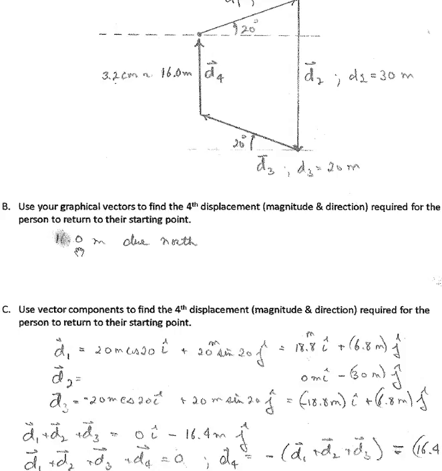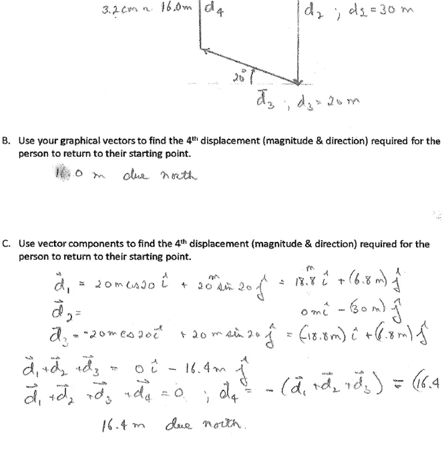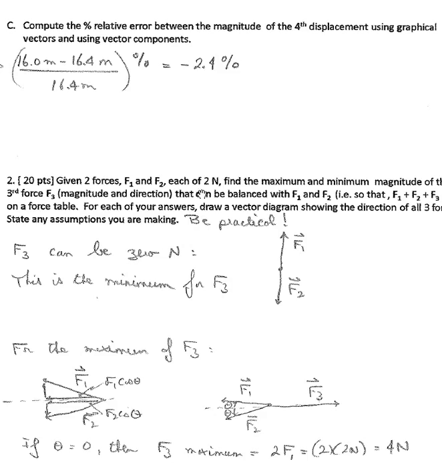All right, so I get 16 meters due north with a graphical solution, and 16.4 meters due north with the analytic solution. So the next thing to do was to compute the percent relative error, and so the graphical solution was a little bit below the analytic solution. So it's going to be negative, and it turns out to be minus 2.4%. And so your numbers are probably slightly different, not the analytic. The analytic should be the same. Your graphical vector solution is probably slightly different, and so your percent relative error would also be different.